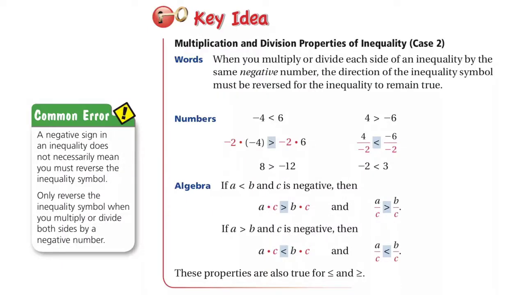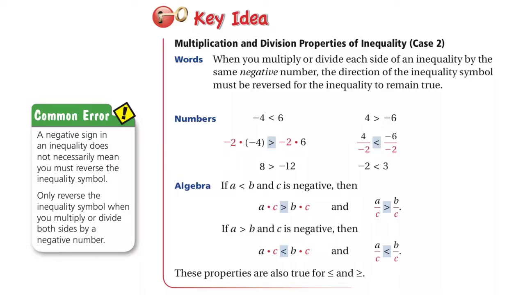Well, now we come to the multiplication and division properties of inequality, case 2. And this is when we multiply or divide each side of the inequality by a negative number. When you divide or multiply each side of an inequality by a negative number, you have to flip the symbol that's in the middle. So if it was a less than symbol, it'll now be a greater than symbol. If it was a greater than or equal to symbol, it'll now be a less than or equal to symbol.